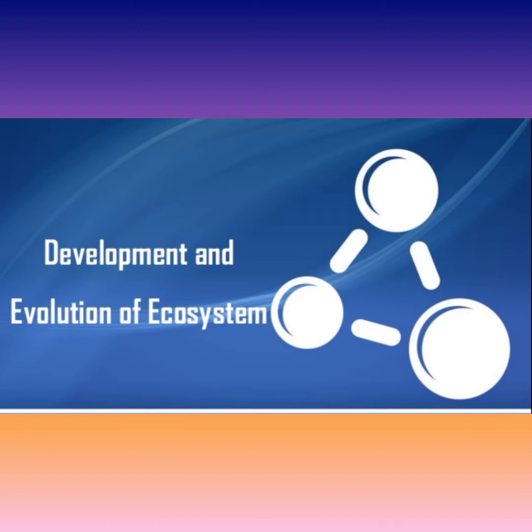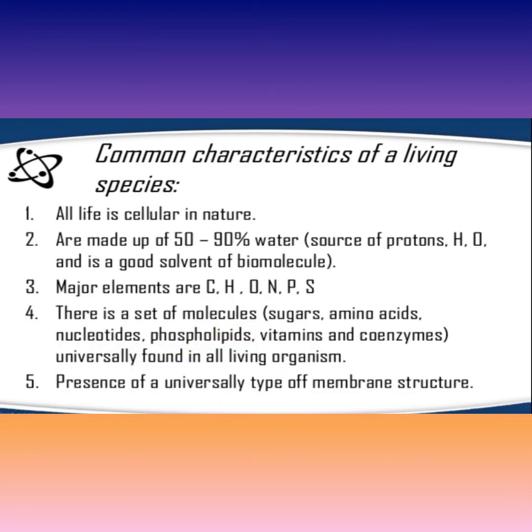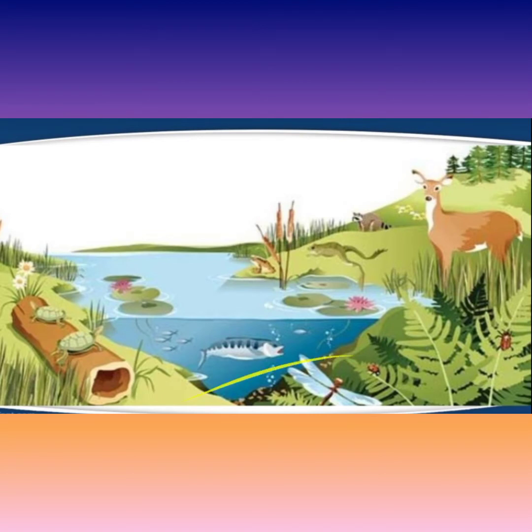Development and evolution of an ecosystem. One billion years later, there were prokaryotic life forms, which are considered to be the ancestor of all living organisms. Common characteristics of species: all life of a cellular nature is made up of 50 to 90% water, a source of protons and a good solvent of biomolecules. Major elements like CHONPS. There is a set of molecules: sugars, amino acids, nucleotides, phospholipids, vitamins and coenzymes universally found in all living organisms. Presence of a universal type of membrane structure.